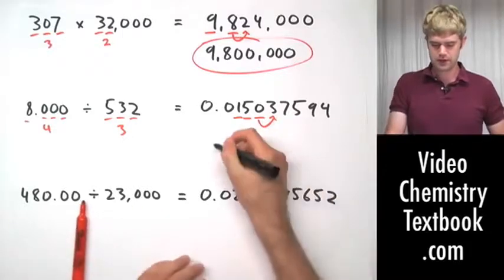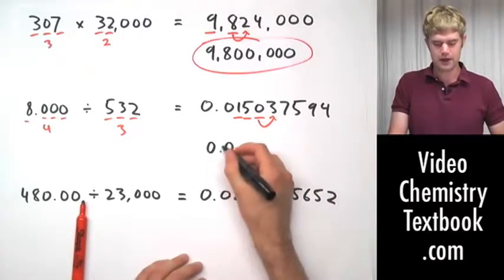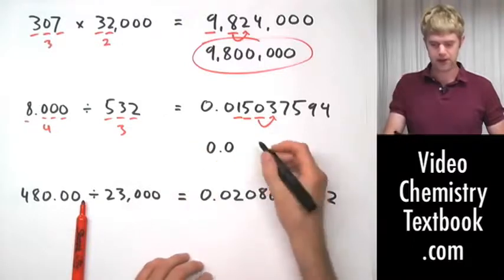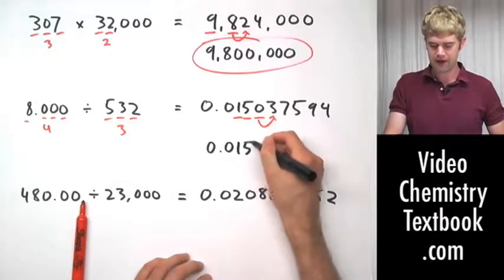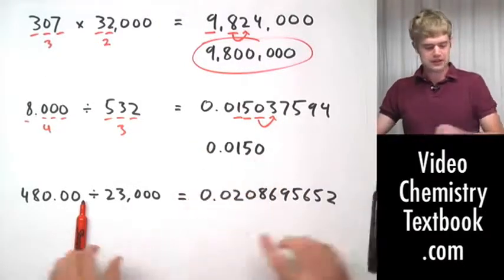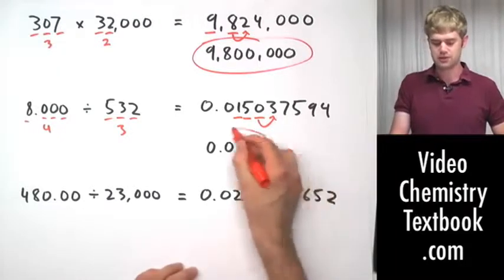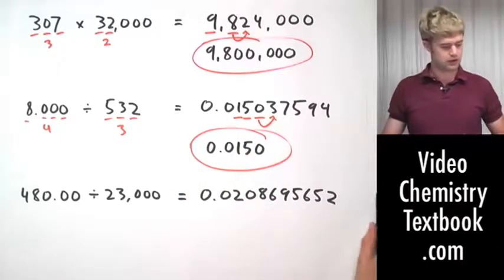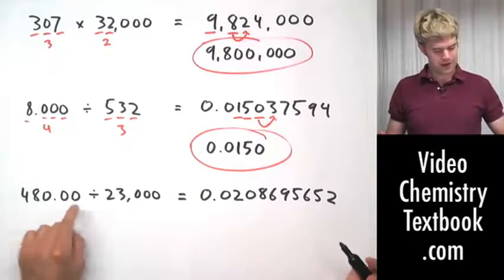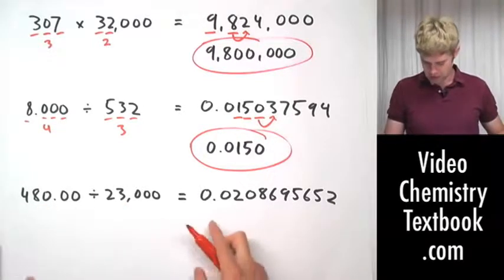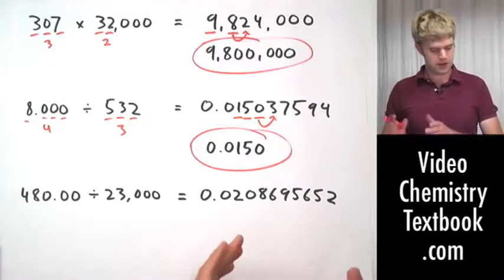So we're going to turn this to 0.0. Neither of those are significant because they're to the left. 1, 5, 0. And the 0 is significant because it's to the right of non-zero numbers and there's a decimal place in the number. So that is our final answer there. All right? When we divide these guys, here's the ugly answer that our calculator spits out. How do we round it?